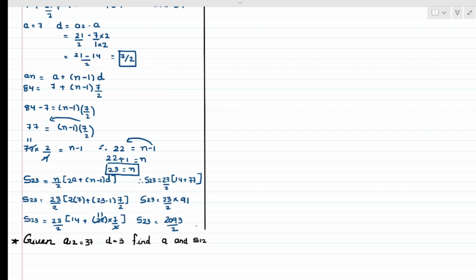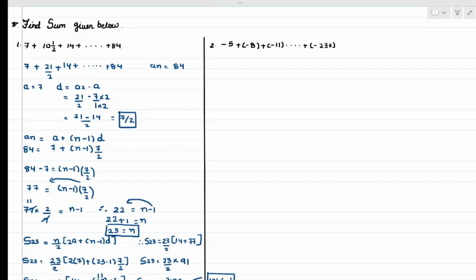So you will get your answer as 1046 integer 1 upon 2. Okay, you can get your answer in this format or you can get your answer in this format. Both of them are correct. Okay. I hope you understand.